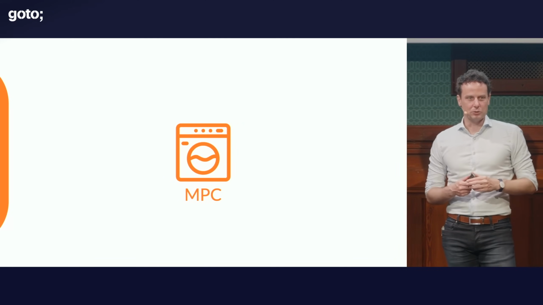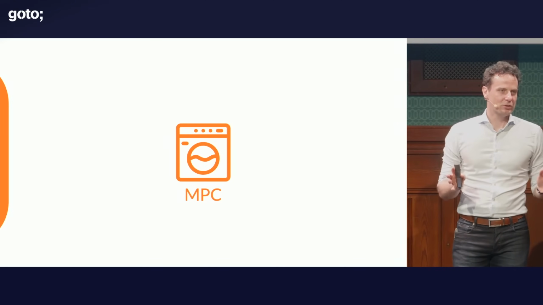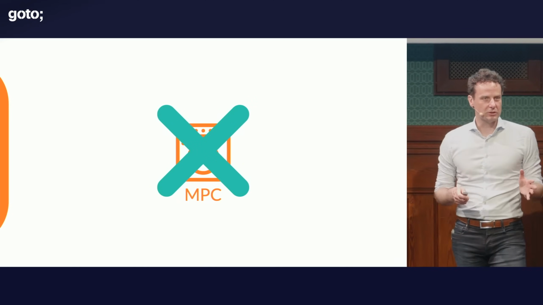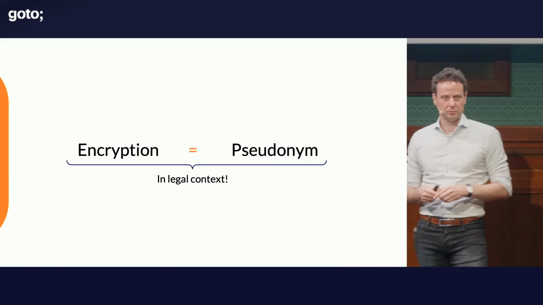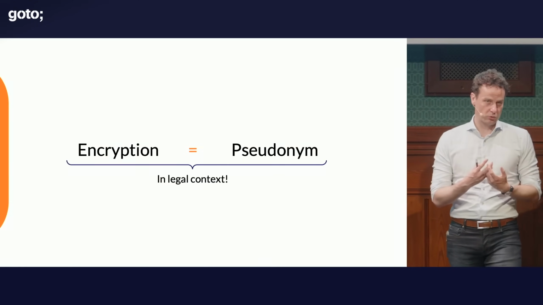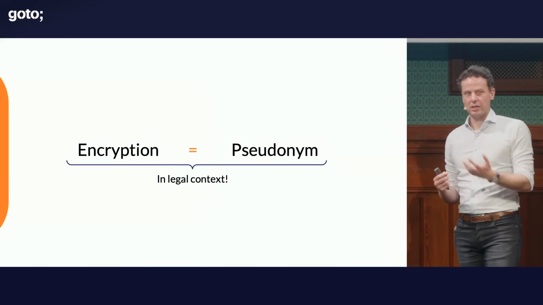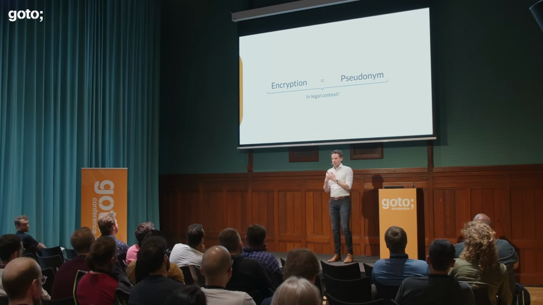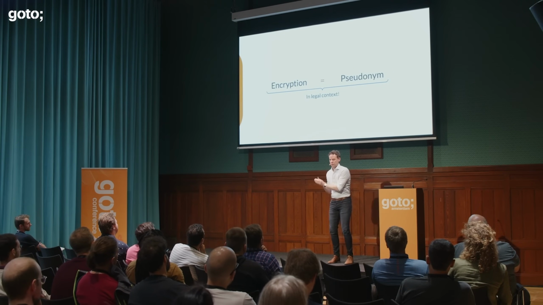Another aspect that I want to emphasize is that MPC is not a GDPR whitewashing machine. So if you use these fancy privacy-enhancing technologies like MPC or homomorphic encryption, you still have to do all kinds of stuff to adhere to GDPR. Because if you talk to legal people, they have a different vocabulary from us. That's what I noticed. So they say an encryption of something is a pseudonym. If it's an encryption of personal identifiable information, it is a pseudonym.